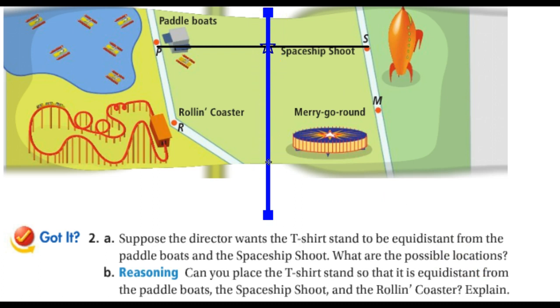Now let's look at part B here. It says, can you place the t-shirt stand so that it is equidistant from the paddle boats, the spaceship chute, and the rolling coaster? So pause the video, see if you can make it so that it's also equidistant from the rolling coaster.